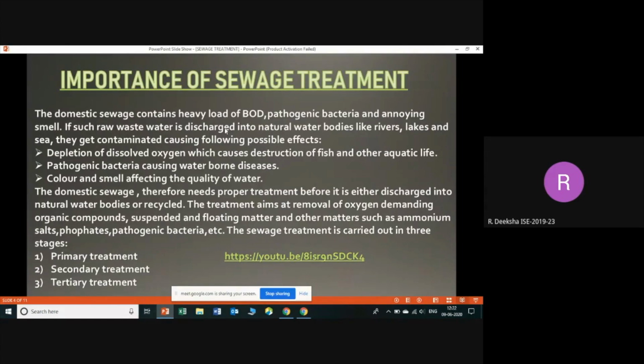If the domestic sewage, which contains a heavy load of biological oxygen demand, pathogenic bacteria, and annoying smell, is left untreated, it can cause many possible effects like depletion of dissolved oxygen, which will cause destruction of many aquatic life, and pathogenic bacteria causing waterborne diseases, and the color and smell affecting the quality of water.